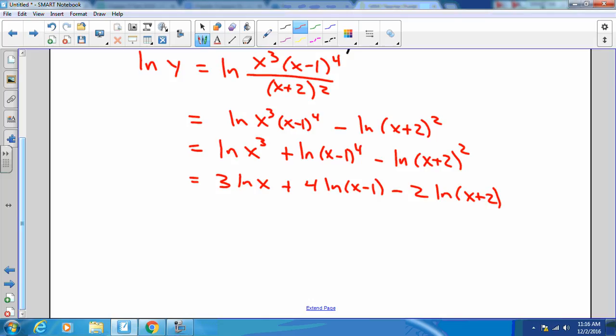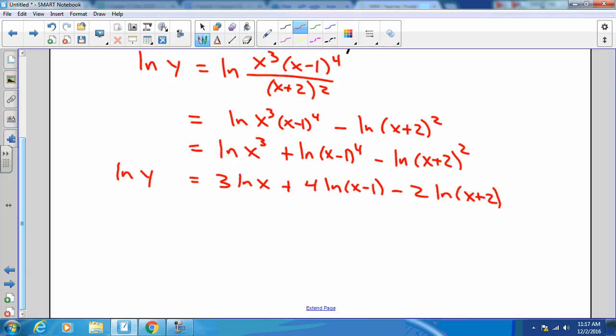Everybody with me so far? So you don't know calculus yet, just doing log properties. I also want you to observe how in your mind you can put the whole thing back to its original shape. Can you visually see that I'm going to get x cubed times x minus 1 to the 4th divided by x plus 2 squared when I put it all back? If you can see it expanding and contracting like that, you've got the spirit of the log properties. It's like an accordion.